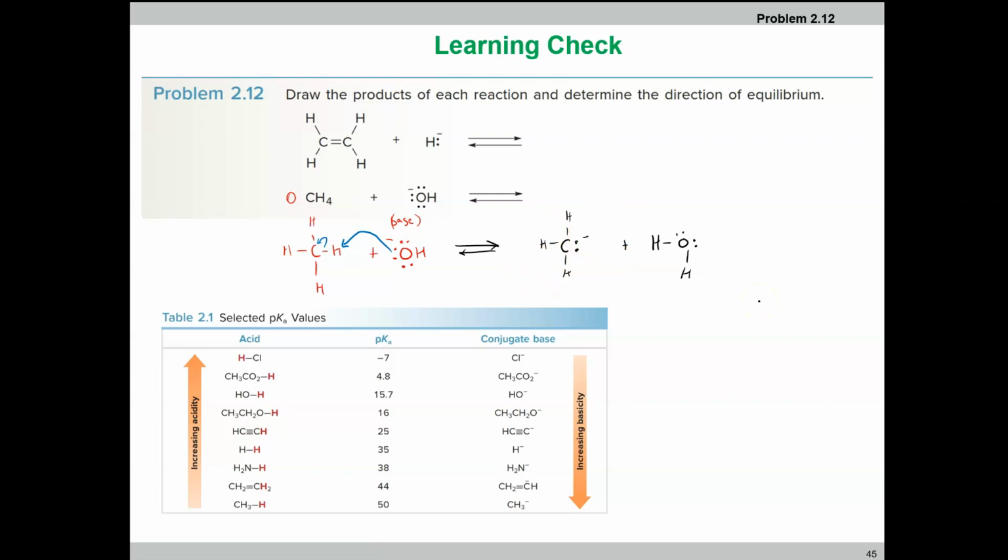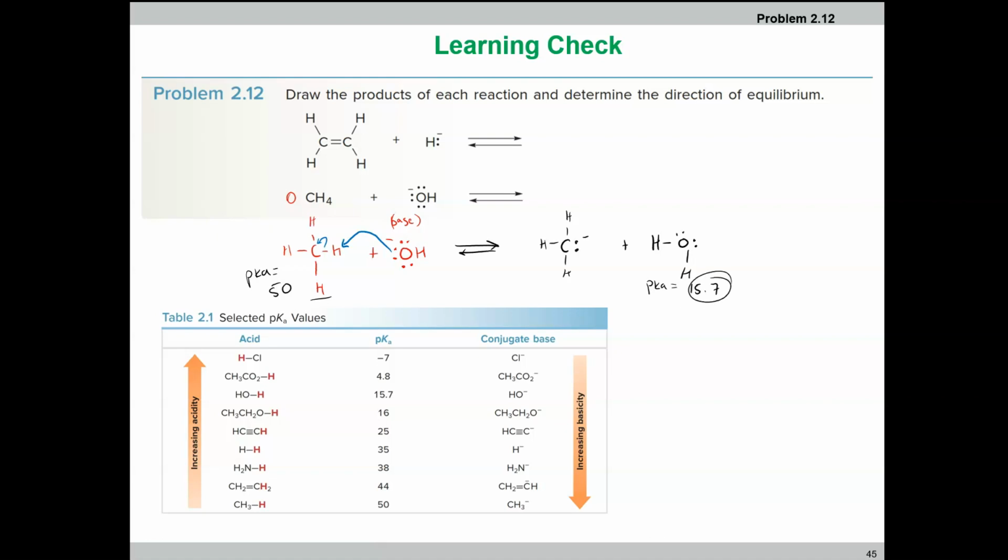So this would be our reaction. Now we want to determine where the equilibrium arrow goes towards. Our acid is going to be this methyl group, so the pKa is going to be 50. And here the acid is going to be water, and the pKa of the conjugate acid is 15.7.